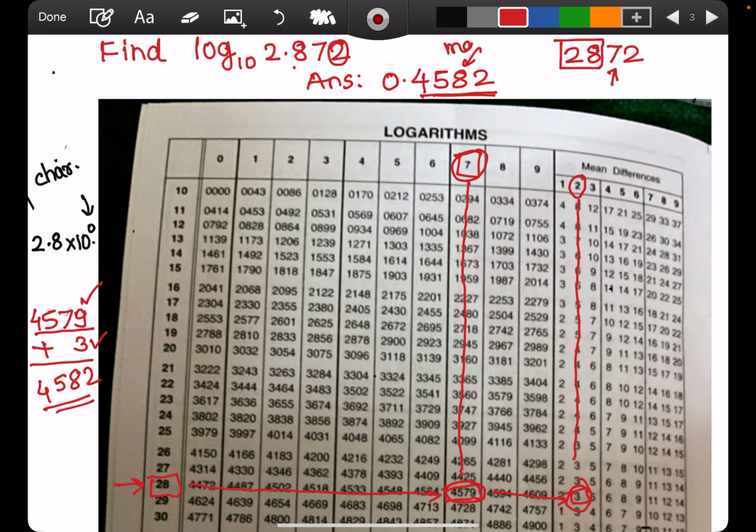Now how much is the characteristic? I have written it as 0. Why have I got it as 0? Because the number of digits before the decimal is 1, and 1 minus 1 is 0. That is why I have written it as 0. So the answer for log to the base 10 of 2.872 is 0.4582. I hope that you have understood this very clearly.